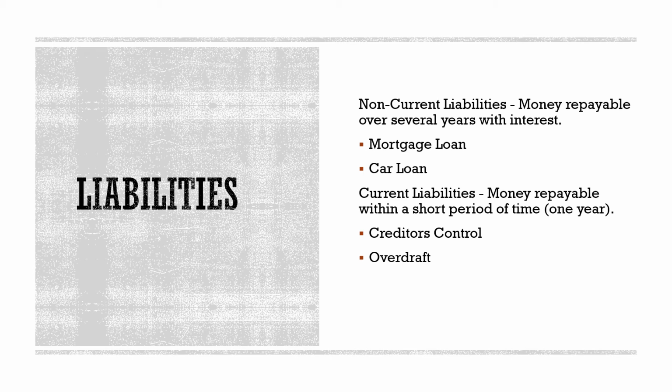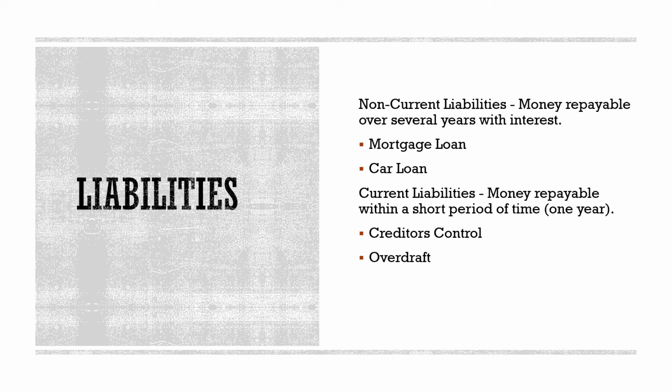Once again, the only difference is really the term. Right, so money repayable over several years with interest. Non-current liabilities, it is liabilities that you are going to have for longer than 12 months. And current liabilities is liabilities that you're going to have for a period shorter than 12 months.